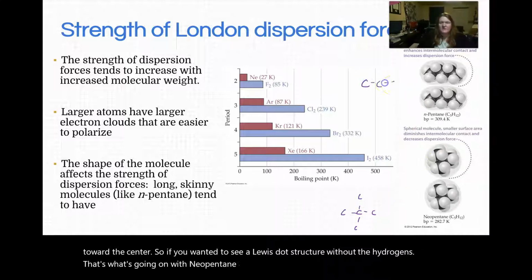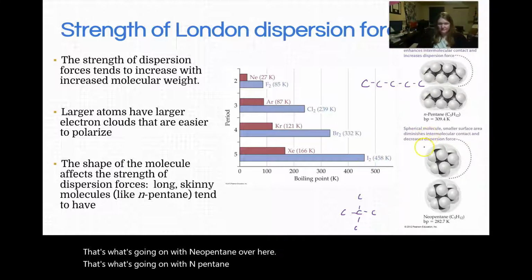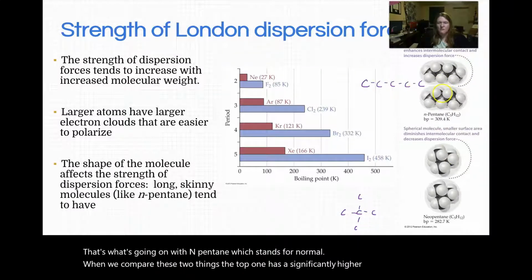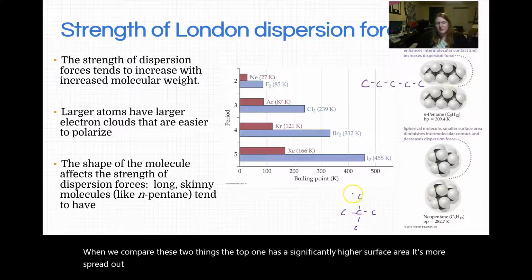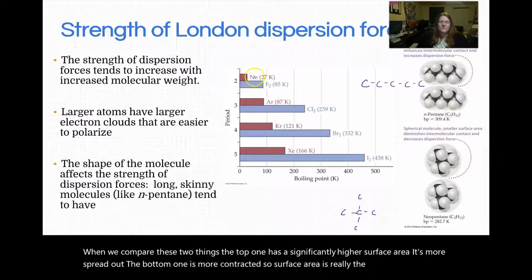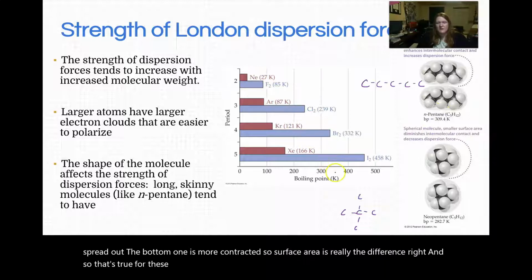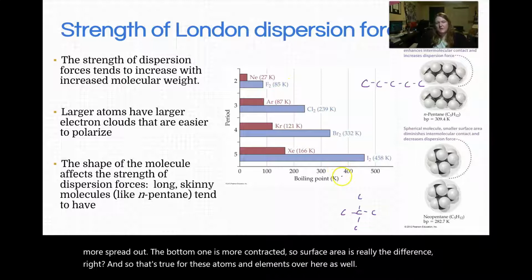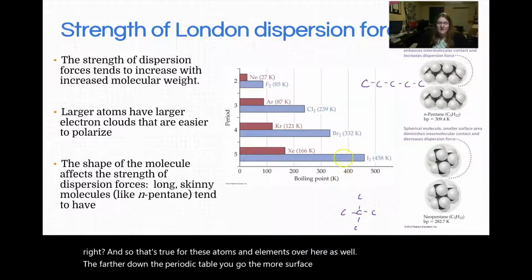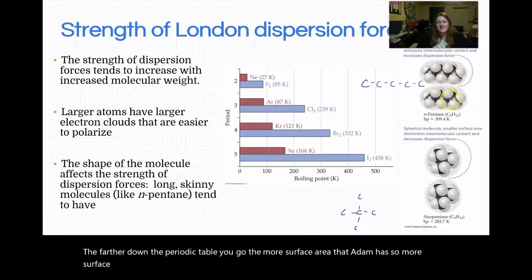And over here, that's what's going on with N-pentane, which stands for normal. When we compare these two things, the top one has a significantly higher surface area. It's more spread out. The bottom one is more contracted. So surface area is really the difference, right? And so that's true for these atoms and elements over here as well. The farther down the periodic table you go, the more surface area that atom has. So more surface area, a bigger size, in other words, corresponds with having an increased boiling point.